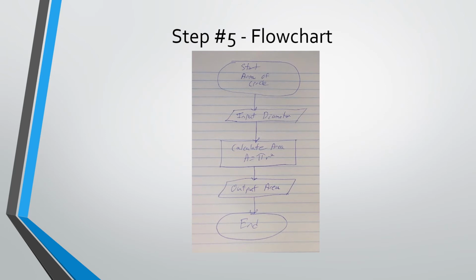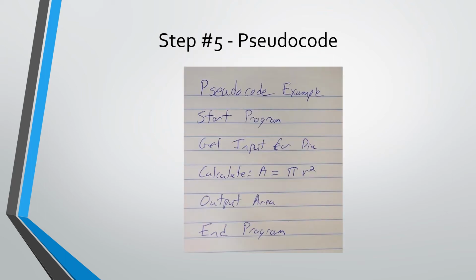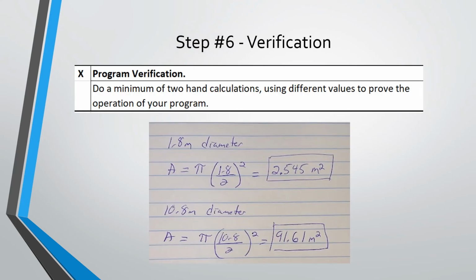So here's step 5 for a flowchart, right? Start of the program, area of the circle. So I'm going to input the diameter. I'm going to calculate the area. I'm going to output the area. My program's done. Right, pretty straightforward. So that's a flowchart. Here's my pseudocode, right? Start the program, get the input for the diameter, calculate the area, output that area value, and end the program. So there's step 5.